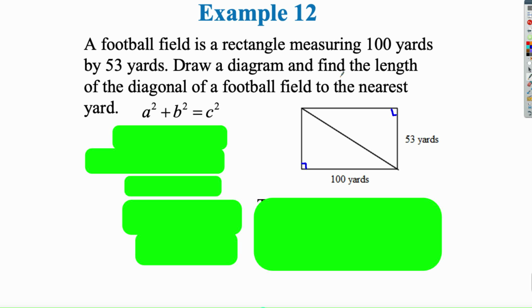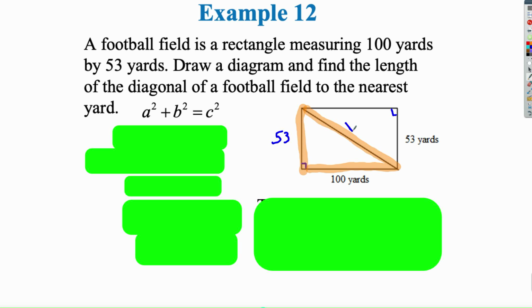And notice when I draw the diagonal here, I just created 2 right triangles. So on this right triangle, I have 2 sides. I notice that this is 100 yards and this is 53 yards. So I have both legs of this right triangle. It says draw a diagram and find the length of the diagonal.